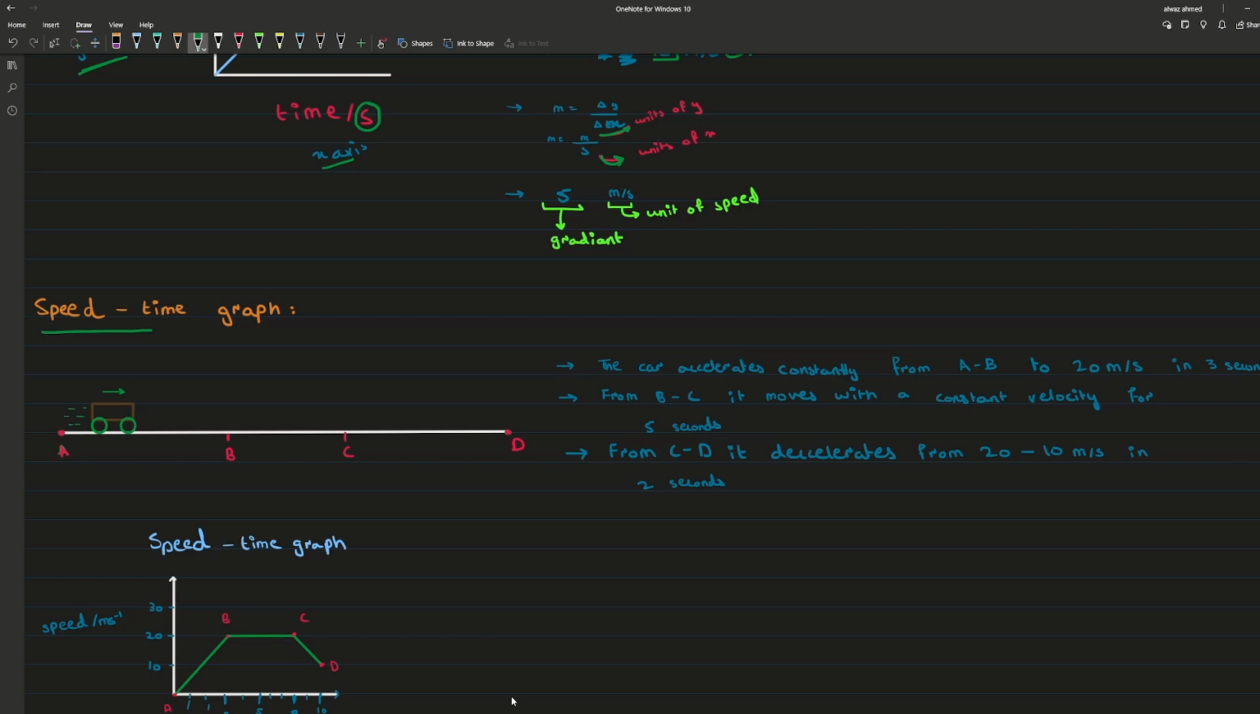So the car accelerates constantly from A to B to 20 meters per second in 3 seconds. So we've got a path here which has points A, B, C and D, and we've got a car on top of it, and it's moving on this path.